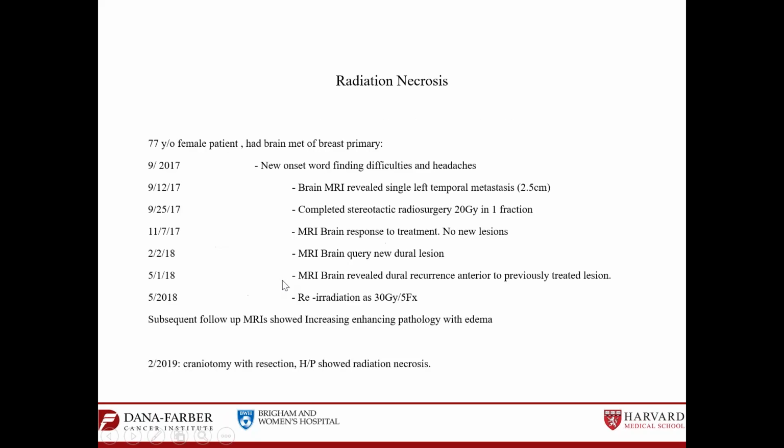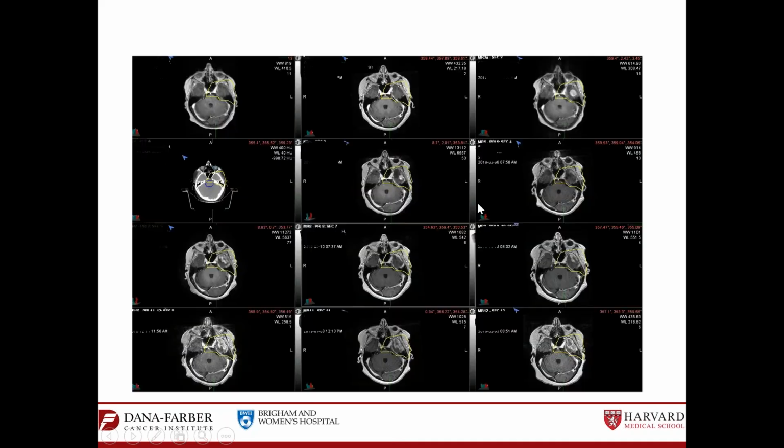These are two cases that have radiation necrosis. The first patient is a female breast cancer patient who has a brain metastasis in the left temporal lobe, and that lesion was treated with 20 gray in 1. So it starts to fade away, and then it starts to recur again. At some point here, we re-irradiated with 30 gray in 5, because it's an intact lesion, and we fractionated that because she already had previous radiation.